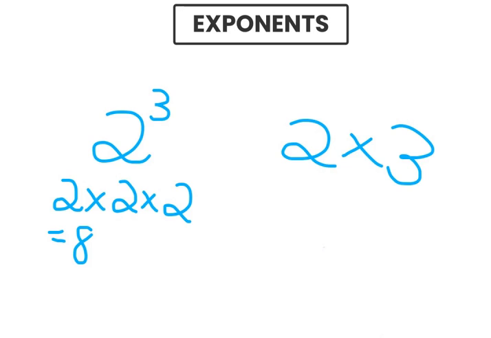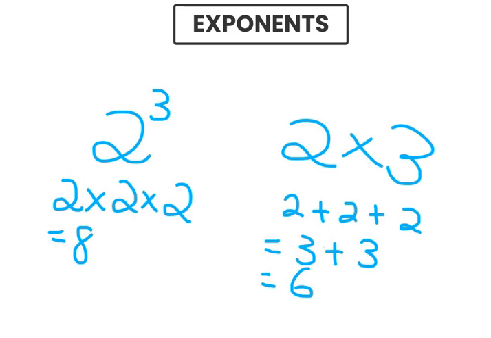Whereas 2 times 3 represents a repeated addition. So 2 times 3 means add 3 2s together, or it means add 2 3s together. Either way, that gives you 6. So very important to remember that these are very different concepts. Do not confuse them.